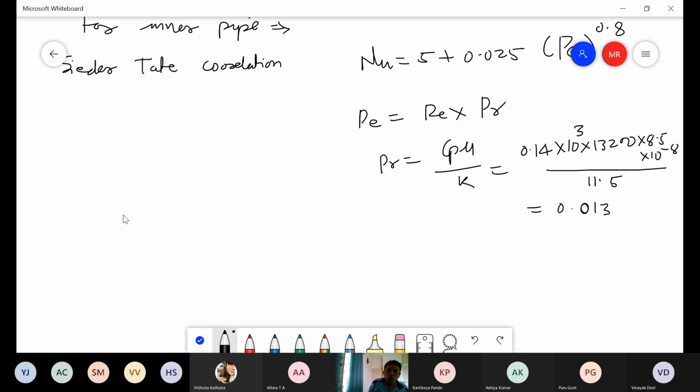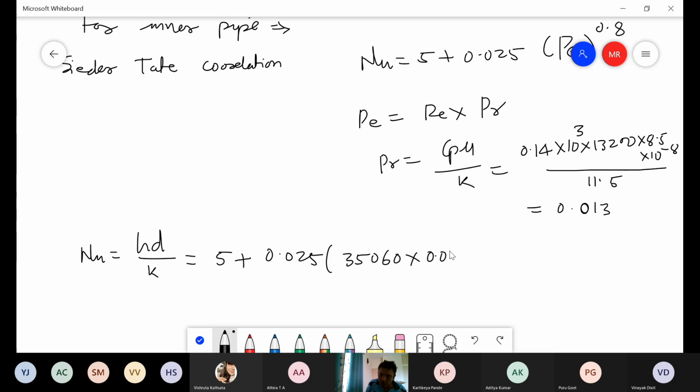0.013. Okay. So now let us calculate the Nusselt number, which is nothing but hD by k. So that is given as 5 plus 0.025 into the Reynolds number, which we have already calculated, that is 35060, into the Prandtl number 0.013 raised to the power 0.8. Just calculate this value. This value comes around 42.3.